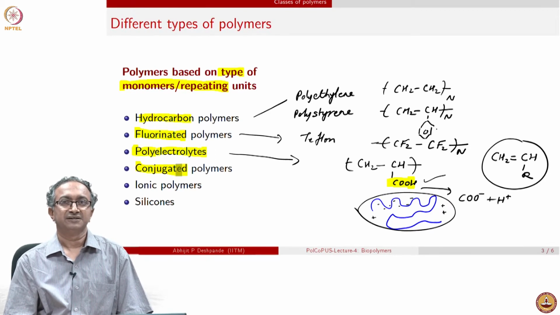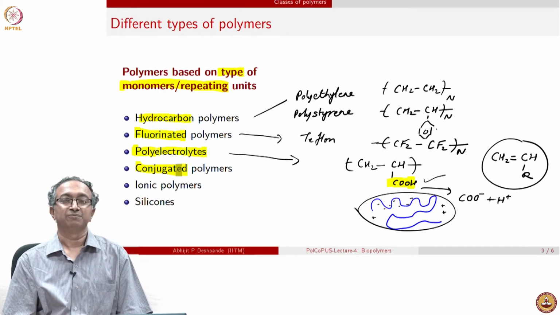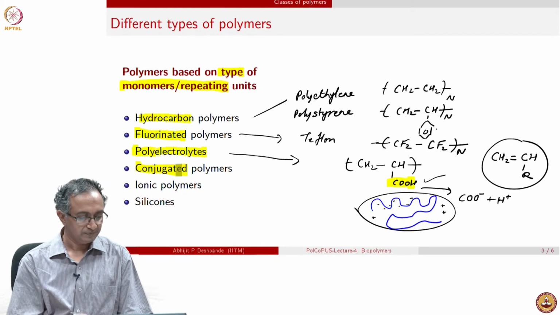Maybe you remember that. You can search for it. And in fact, you will also come to know that in benzene, for example, there is conjugation, and that leads to delocalization of electrons. And delocalization of electrons implies conductivity may be possible. So that's why conjugated polymers are conducting polymers also.